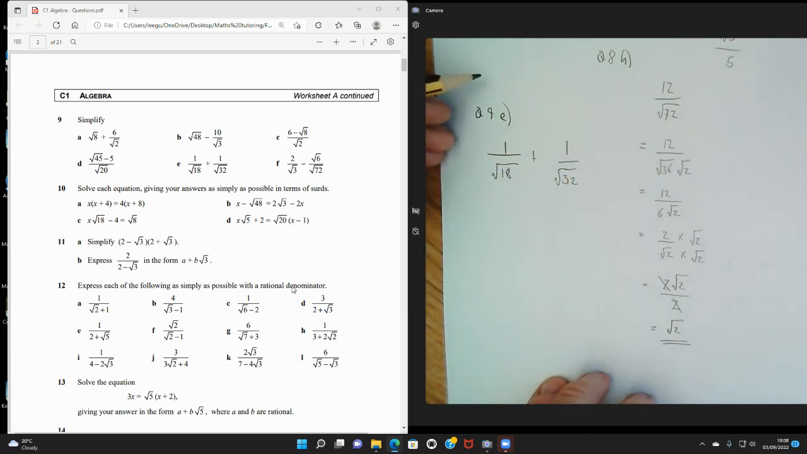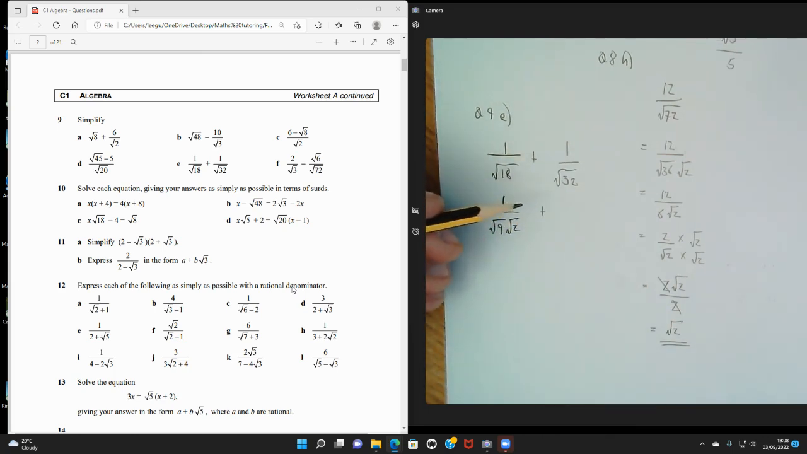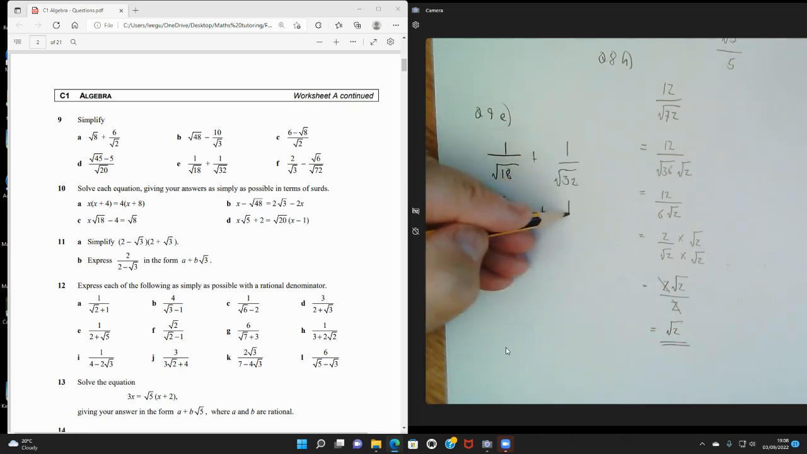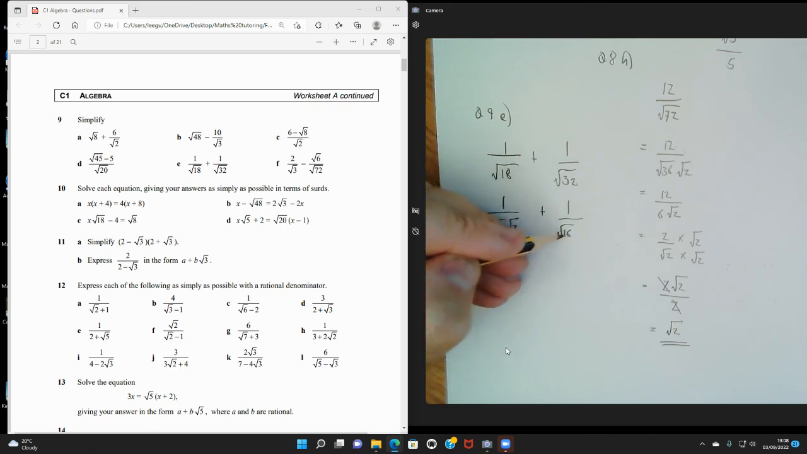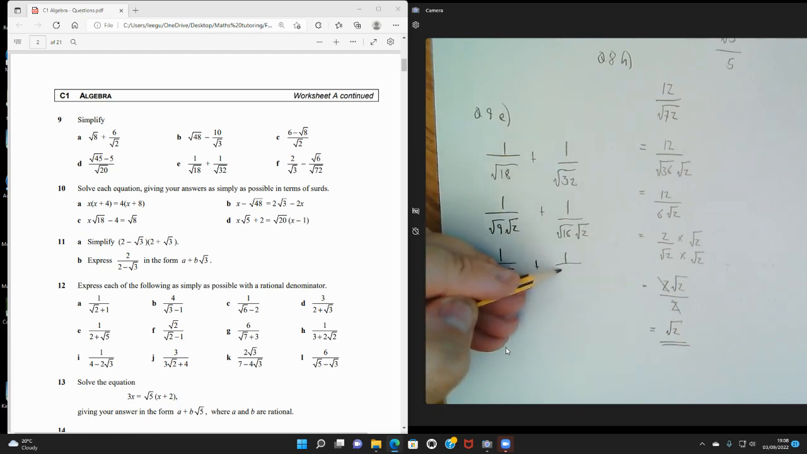Now, for this one, what I need to do is think about root 18. Well, root 18 is root 9 times root 2. And what about 1 over root 32? How are we going to think about that one? Well, that is going to be root 16 times root 2. So we're going to have 1 over root 16 times root 2. Root 9 is 3, so this is 1 over 3 root 2. Root 16 is 4, so this is 1 over 4 root 2.